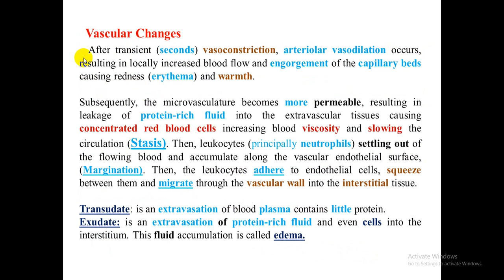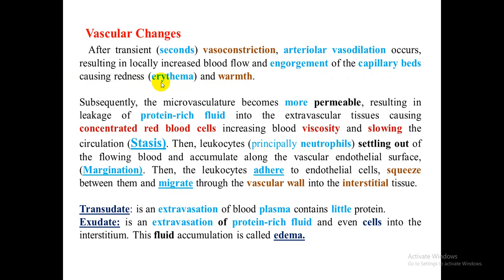Vascular change: after a transient or second vasoconstriction, arterial vasodilation occurs. Meaning in the early stage there is a vasoconstriction, and then the arterioles will undergo vasodilation, resulting in locally increased blood flow and engorgement of capillary beds with blood, causing redness or erythema and warmth.